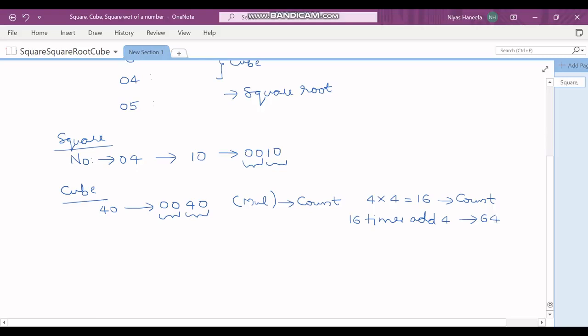Now coming to the square root, what you have to do is, our assumption is a perfect square is given to you.